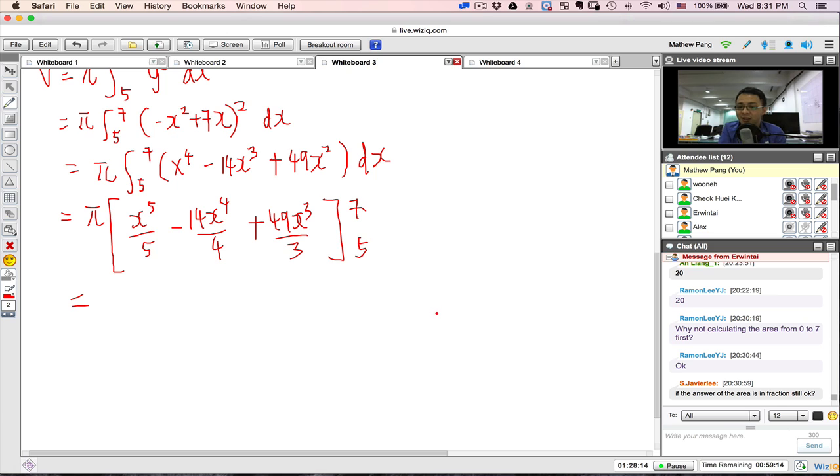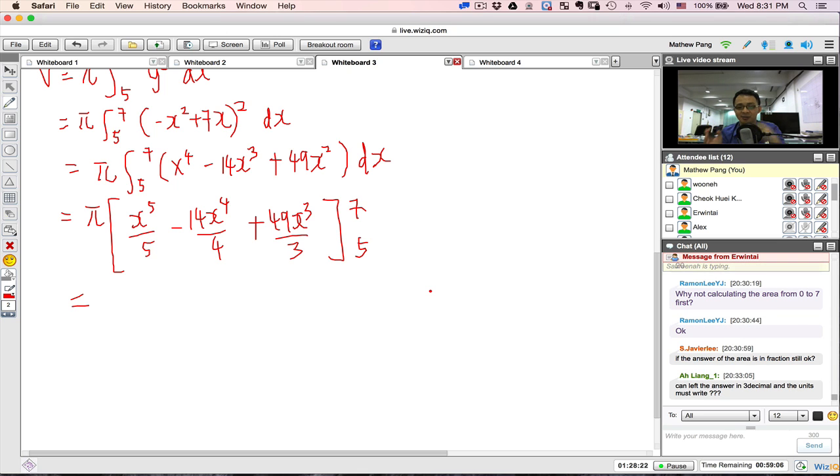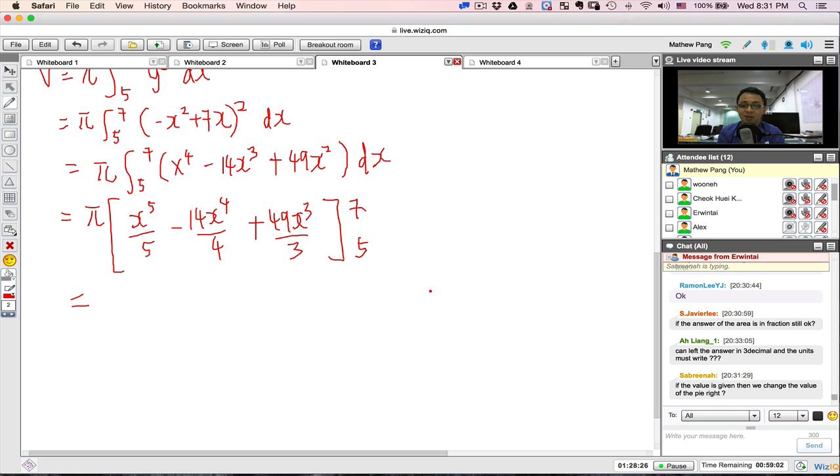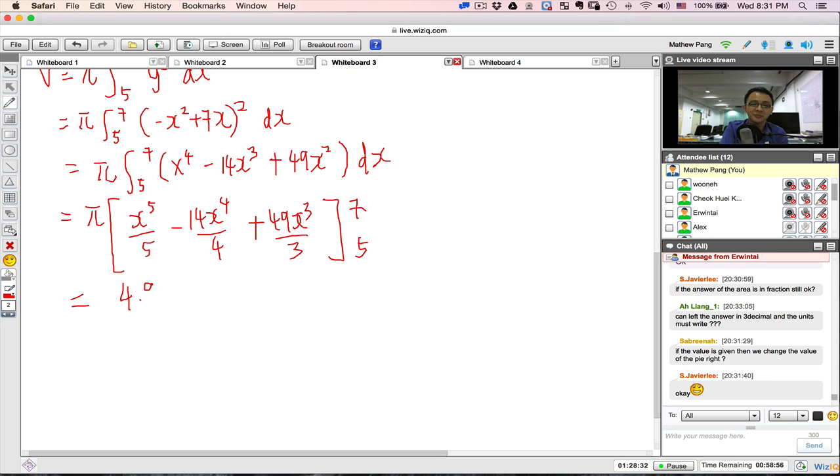If the answer of the area is a fraction, still okay. Yes, no problem. You can always leave it in fraction. Actually, fraction is more accurate than decimal. Can I leave the answer in 3 decimal places and the units? Yes, you can. Even if this one is something like 4.913 pi, you can leave it like this. The examiner is not going to mark you wrong, unless the examiner says you must leave it in 2 decimal places. Then it's a different case.